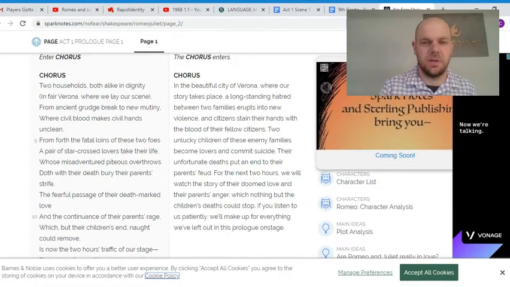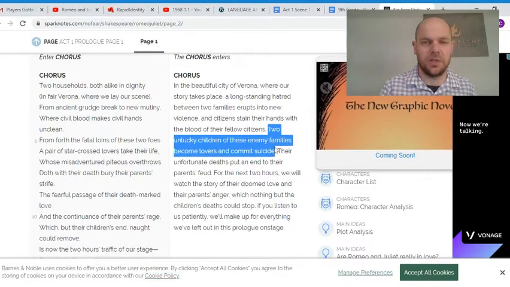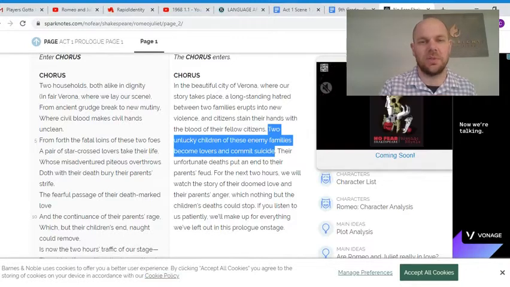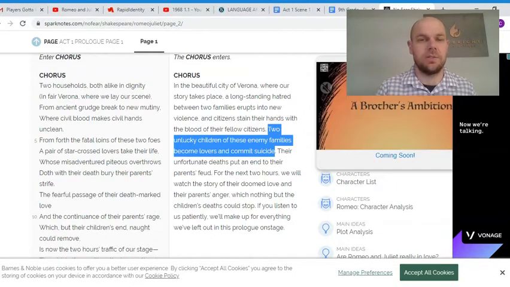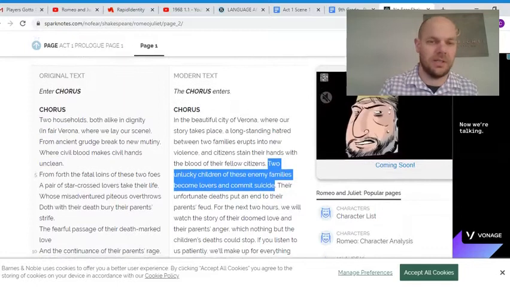In fact, it says right here, the two unlucky children of their enemies become lovers and commit suicide. So we find out within the first half of the prologue, not only that they die, but how they die. And so it's just a matter of how to get to that.